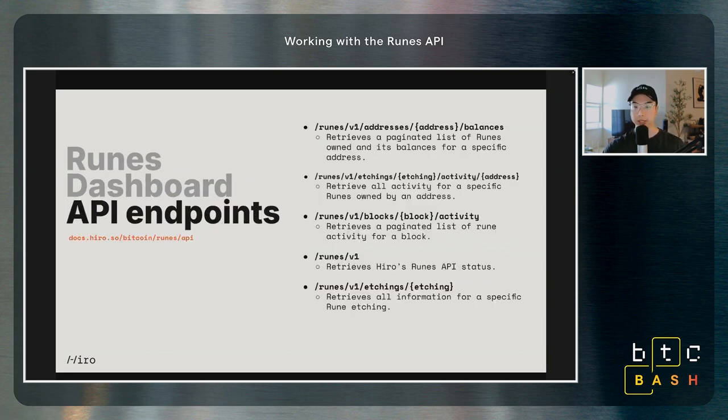These are a list of the API endpoints that I'm using for my application. So we're going to be receiving information about the runes that I own, the activity that's pertaining to the runes that I own, any activity going on in the most recent block, retrieving the status of the API itself, and also receiving and fetching the etching information for any of the runes that I own.